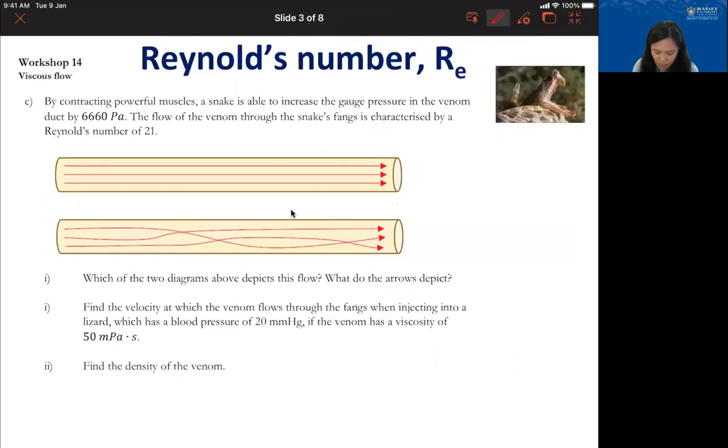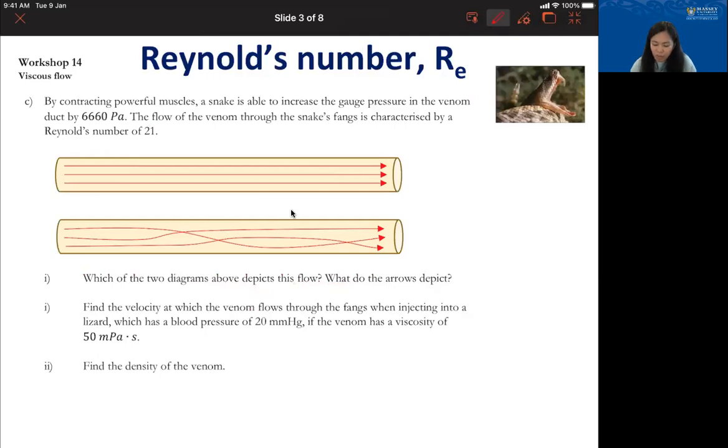Okay, next question. By contracting powerful muscles, a snake is able to increase the gauge pressure in the venom by 6,660 pascals, and the flow of the venom through the snake's fang has a Reynolds number of 21. So the first question, we have 2 diagrams here. Which of these 2 diagrams depicts the flow of the venom?